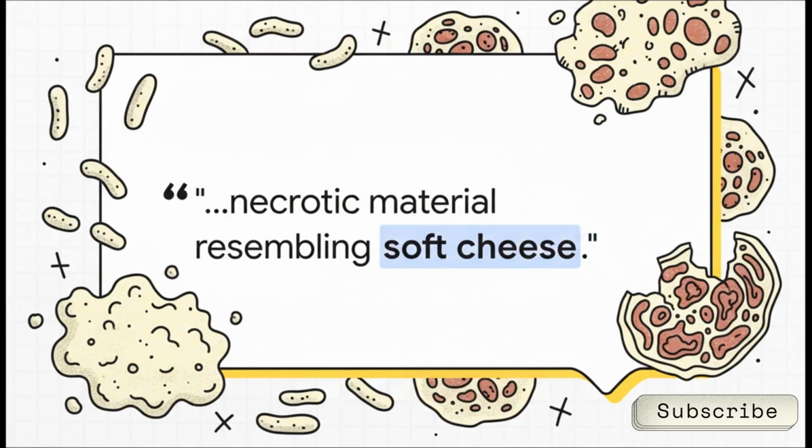So what does this dead stuff in the middle look like? Well, pathologists have a very famous and kind of gross description for it: caseous necrosis. The word caseous literally means cheese-like, because the material looks like soft, crumbly cheese. Yeah, it's a vivid image, but trust me, it's so descriptive you will not forget it come exam time.